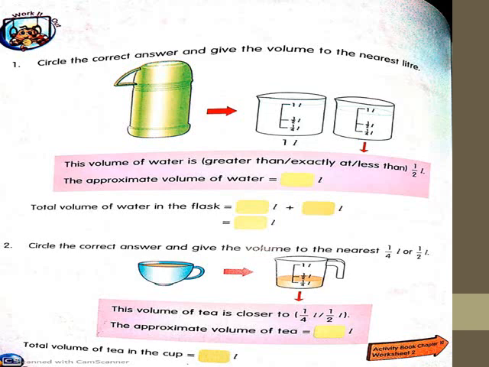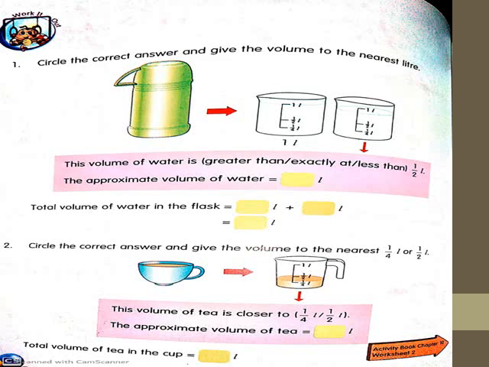When you look at the second beaker picture, it is very close to 1 liter, but not exactly 1 liter. So you will say the volume of water is either greater than, exactly, or less than half liter. Obviously, by looking at the picture, you can say that the volume of water is greater than half liter. So when it's greater than half liter, while you are measuring to the nearest liter, you will consider it as 1 liter. So the approximate volume of water will be 1 liter, and the total volume of the water in the flask will be 1 liter plus 1 liter, and that will be equal to 2 liter.